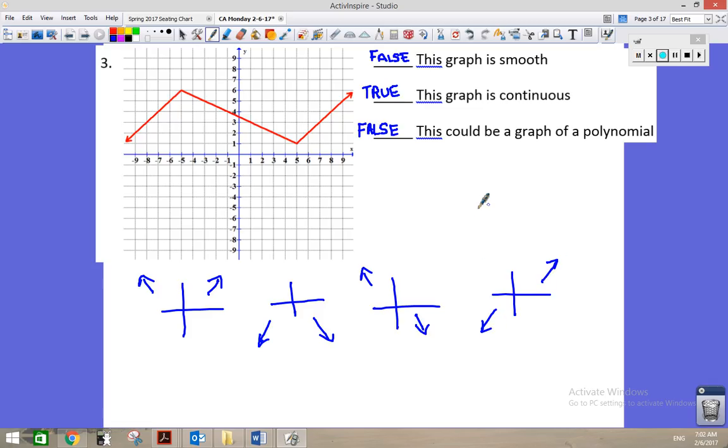So you'll never have a horizontal asymptote. The end behavior when you're far away from the origin will always be heading towards positive or negative infinity.